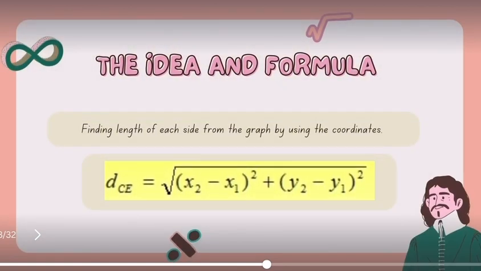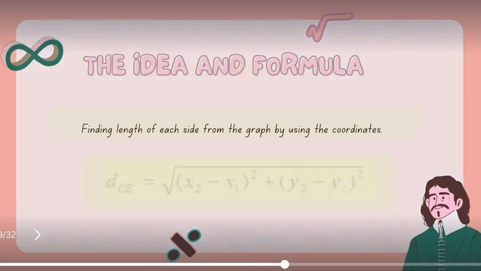Now let's just discuss the idea. The idea of the method that we are going to discuss is a graph by using the coordinates. Or to be more specific, finding the length of each side from the graph by using the coordinates. So here you can see the formulas that we use.